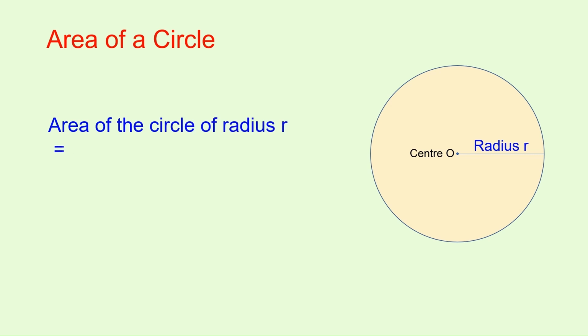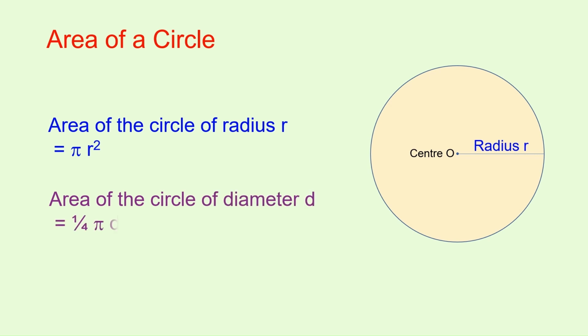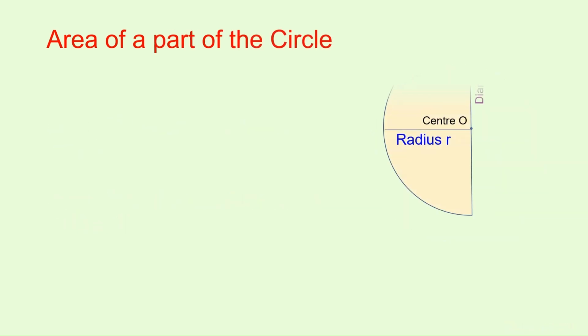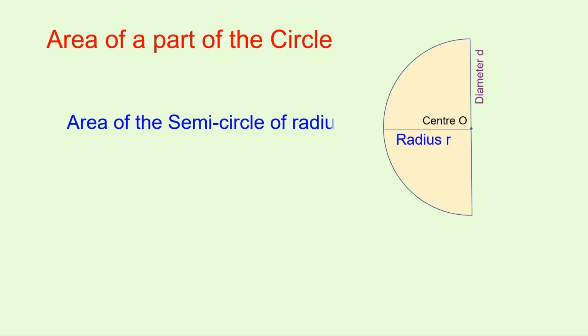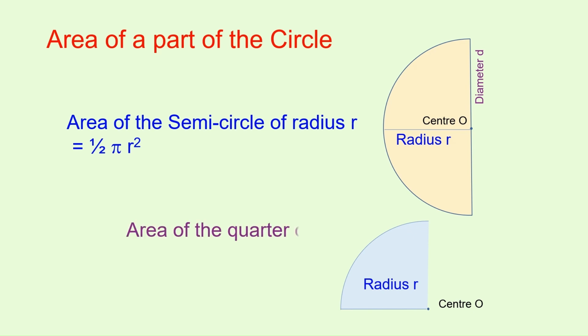The area of the circle of radius r equals pi times r squared. The area of the circle of diameter d equals 1/4 of pi times d squared. The area of the semicircle of radius r equals 1/2 of pi times r squared. The area of the quarter of the circle of radius r equals 1/4 of pi times r squared.